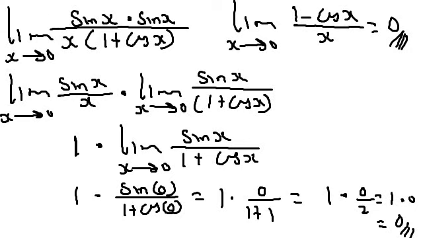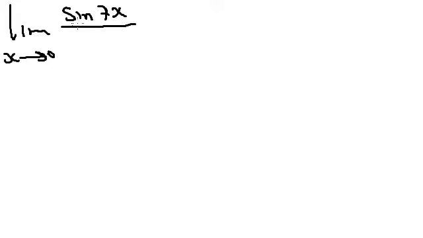Example 4. Consider the limit as x approaches 0 of sine 7x all divided by sine 3x. By the way, feel free to pause the video and figure this question out yourself. So what do you think we can do in the first place?